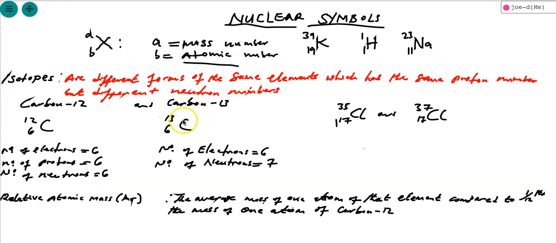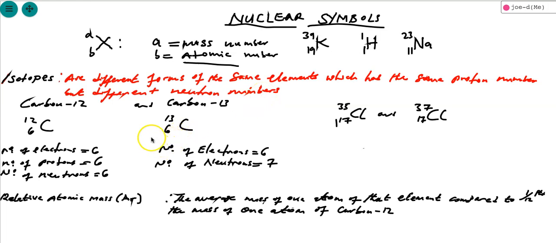Now let's come to carbon-13. The atomic number is also 6. Remember, isotopes are atoms of the same element which have the same number of protons but different neutron numbers. Now, what is the implication of the different neutron numbers? The differences in the neutron number result in differences in mass numbers.